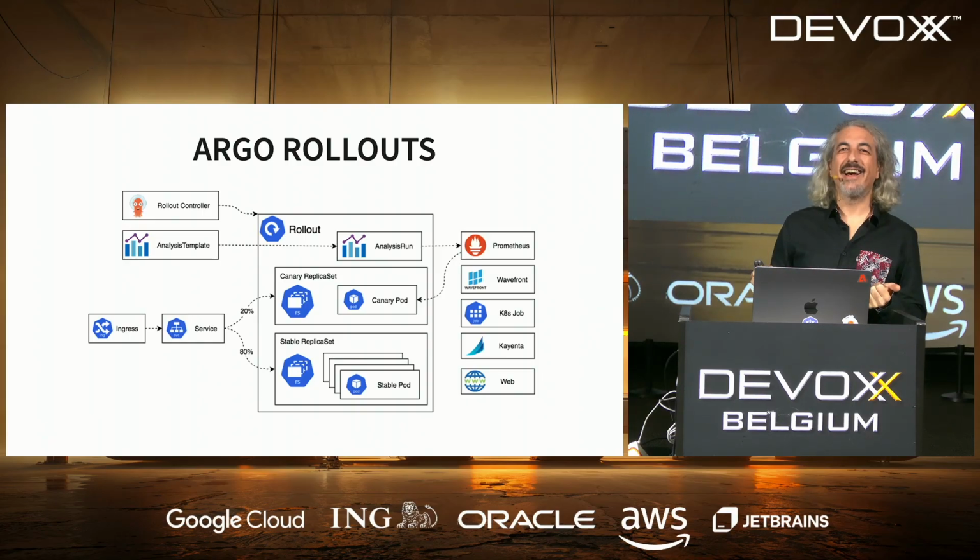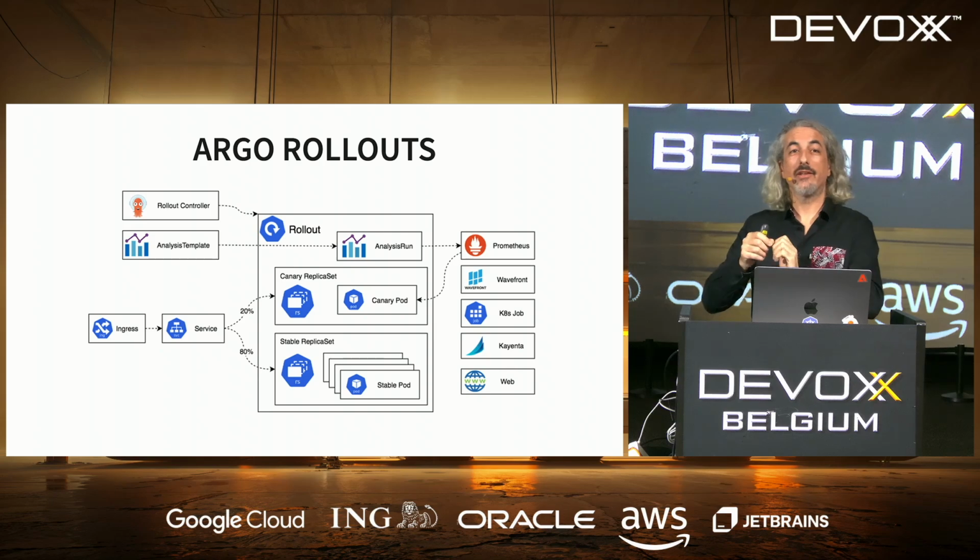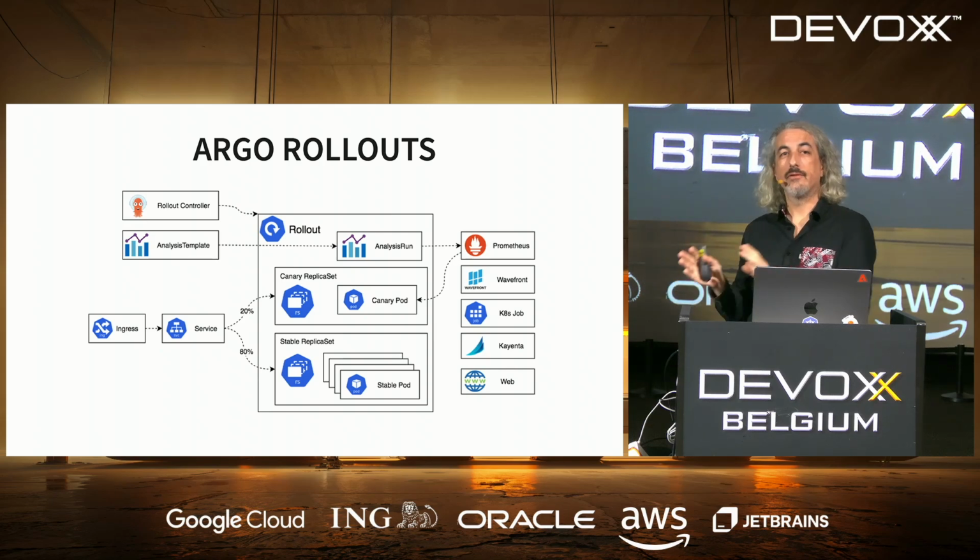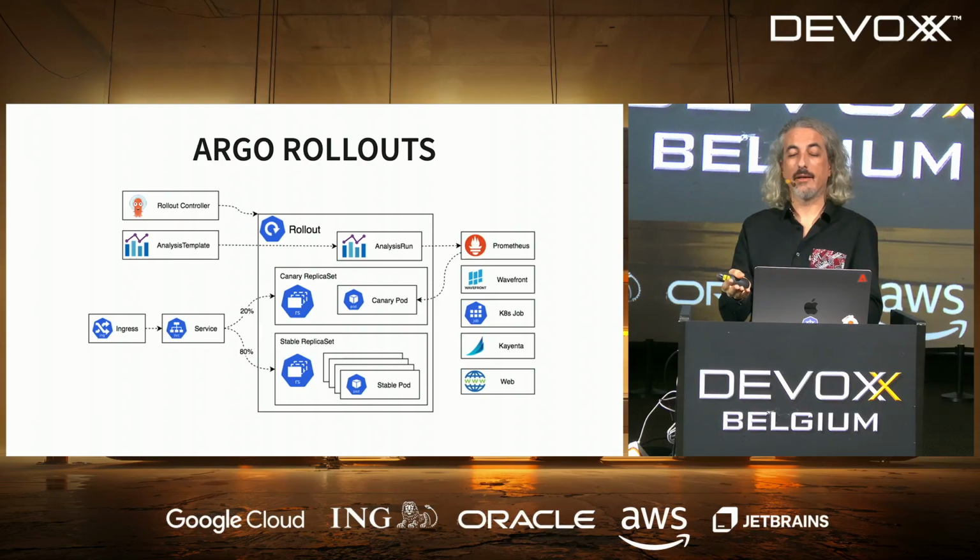You can tell Argo, launch this job, and in that job you can do whatever you want. And if that job passes, Argo will consider that the rollout is passing. So you could check some backend, you could go and check some database, you could do whatever you want. So it's very flexible in that sense.